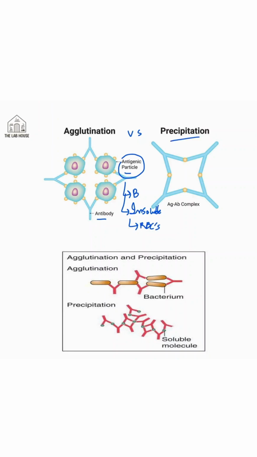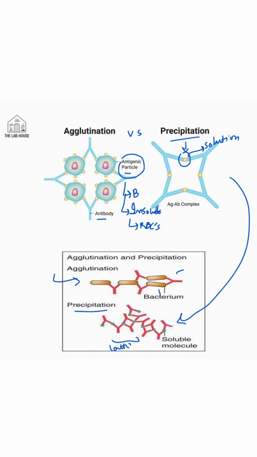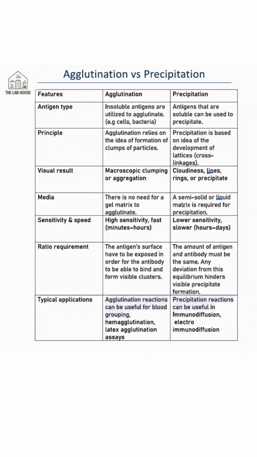While in case of precipitation, the antigen is soluble, that is, it is present in the solution freely circulating. The solution can be plasma, serum, etc. So, in case of agglutination, you can see visible clumping or visible agglutination reaction cluster formation between antibody and antigen, that is bacterium. While in case of precipitation, there is cross-linking or lattice formation. So in agglutination, insoluble antigens are required, while in precipitation, soluble antigens are required.